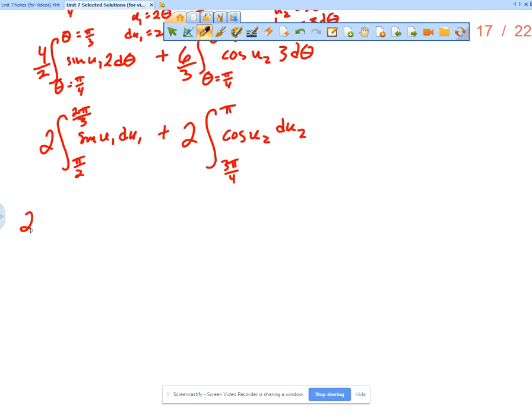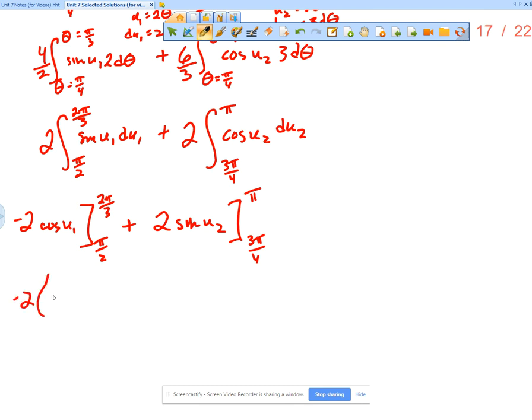So I've got the 2 in front here, and I've got the integral of sine of u sub 1. The integral of sine is negative cosine of u sub 1 evaluated from pi over 2 to 2 pi over 3. Plus 2 times the integral of cosine, which is sine of u sub 2 evaluated from 3 pi over 4 to pi. So now I have negative 2, which I'm going to multiply by the cosine of 2 pi over 3 minus the cosine of pi over 2. Remember, the negative 2 needs to be distributed to that result, plus 2 times the sine of pi minus the sine of 3 pi over 4.